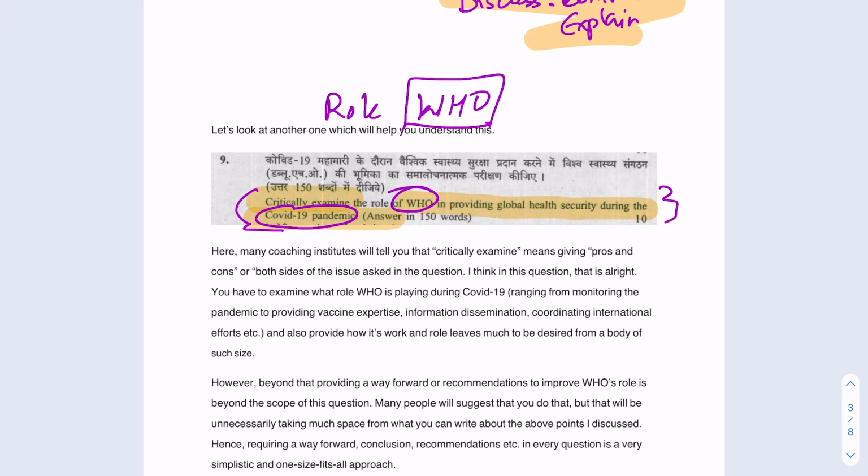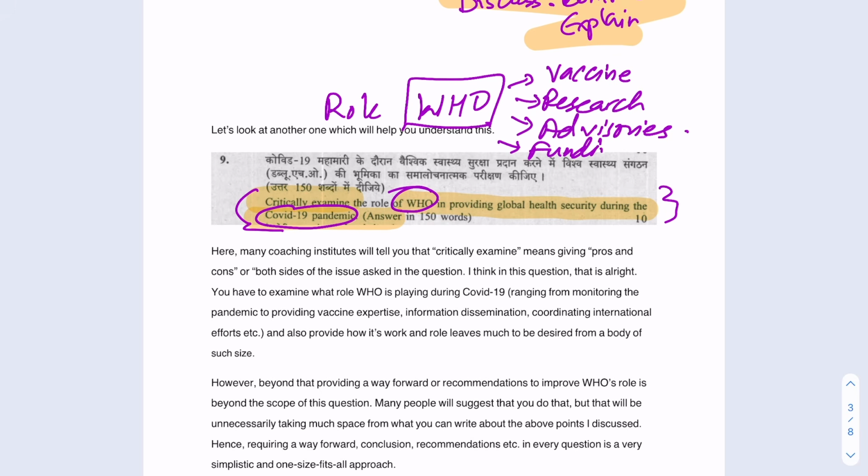Okay, what kind of role does WHO play? Well, it gives information about vaccine research, it gives out advisories to different countries, it gives out funding where it is needed. So all these are different kinds of roles that are played by WHO. Now we have to critically examine.